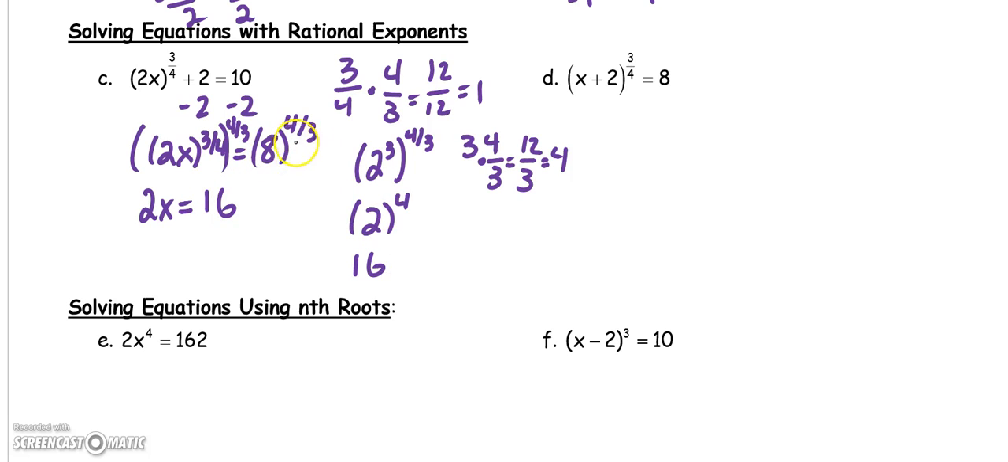Alright, so we simplified 8 to the 4/3 by changing 8 to be 2 to the 3rd because those are equivalent. Then because we had a power to a power, we multiplied them. So that made the exponent just be 4, and 2 to the 4th is 16. Now all we have to do is divide by 2. So we get that x equals 8.